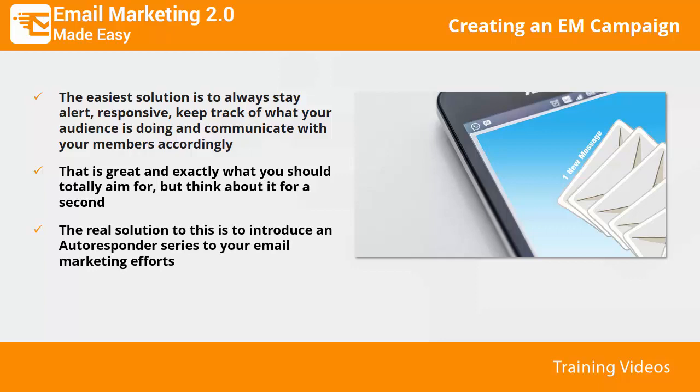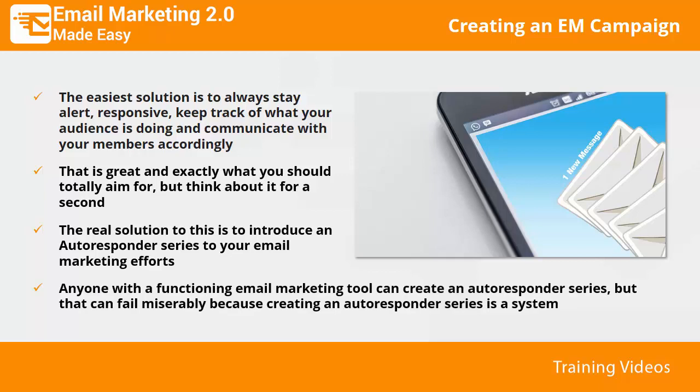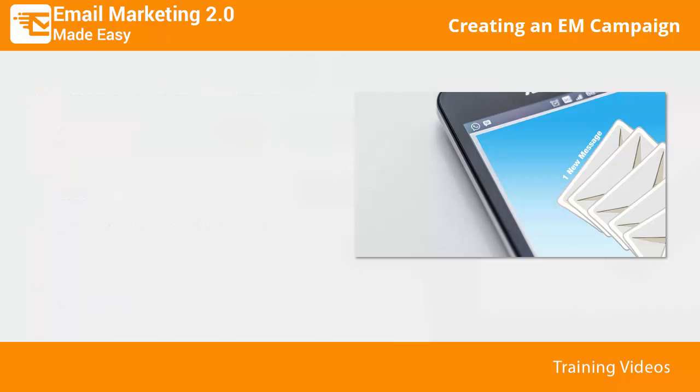The real solution to this is to introduce an autoresponder series to your email marketing efforts. An autoresponder series is an email series that your business sends on autopilot to new and existing subscribers according to their actions and needs. Anyone with a functioning email marketing tool can create an autoresponder series, but that can fail miserably because creating an autoresponder series is a system. We have refined it into a simple step-by-step email marketing structure that you can use to set up a truly persuasive autoresponder series.